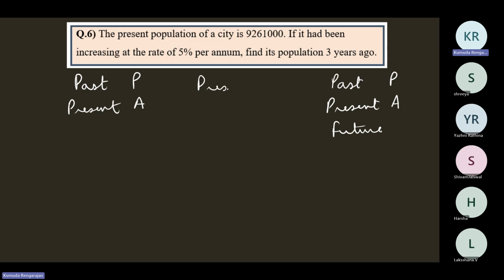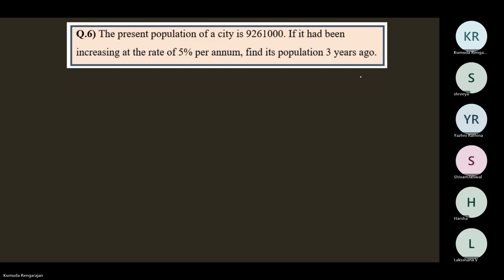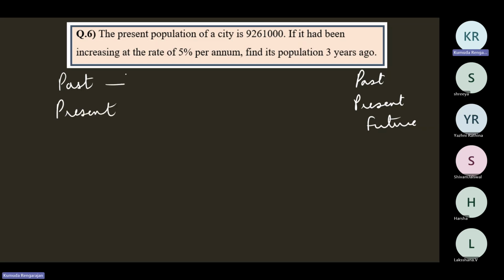If you have present and future, then the future is the amount. Present is the principal. So see here, in this case present is the amount, while here present is the principal. Past, present, future. When in the question you have details about the past and present, past is the principal, present is the amount.